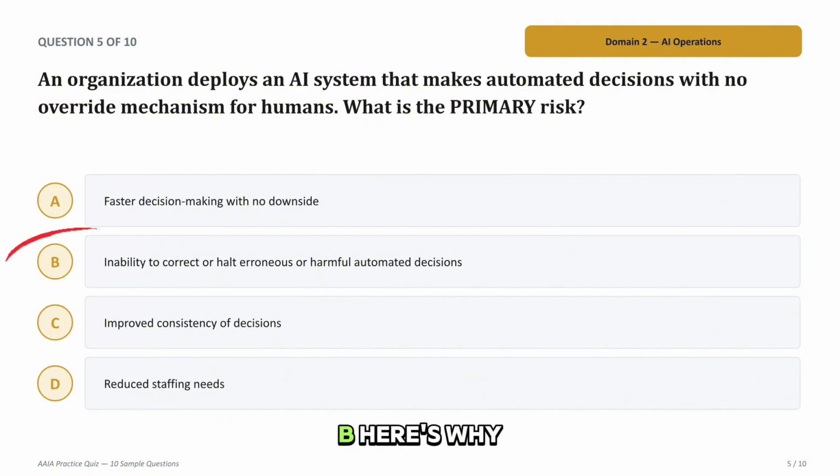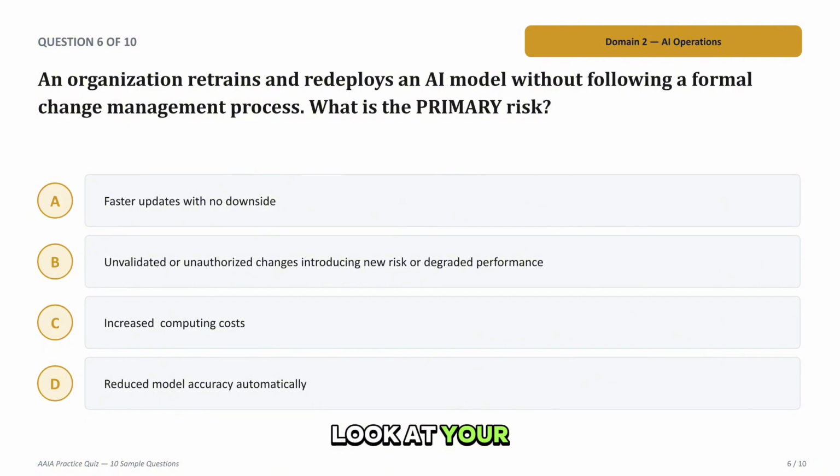The answer is B. Here's why this one's tricky. A, C, and D all sound like benefits, not risks, which is exactly the trap. AAIA loves testing whether you can spot when a benefit framing is hiding a real control gap. If you got this wrong, that's not a knowledge gap. That's an exam pattern gap, and that's very fixable with more reps. This is actually one of the ones people miss most in the full practice bank, and that's exactly the kind of thing that shows up the second you look at your domain breakdown.